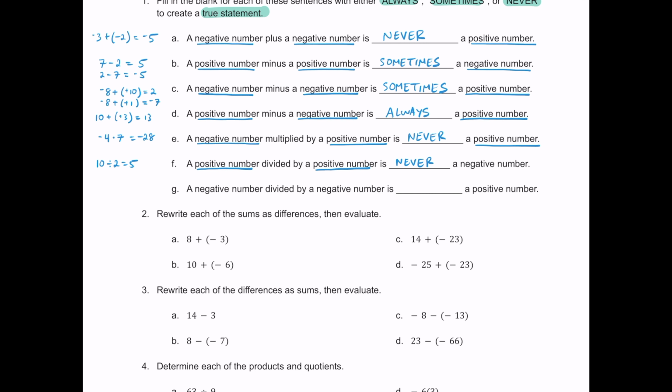Okay, and then finally for letter G, a negative number divided by a negative number is what? So if we do like -20 divided by -4, that's actually going to be a +5, because think about it, 20 divided by 4 is 5, and then you have two negatives, so the opposite of 5 is just going to be 5, so this is always going to be positive.